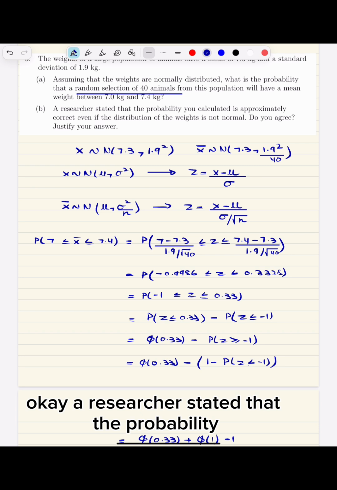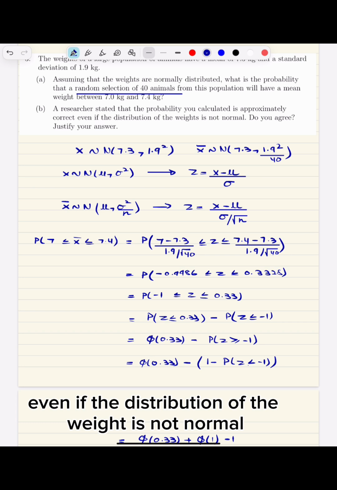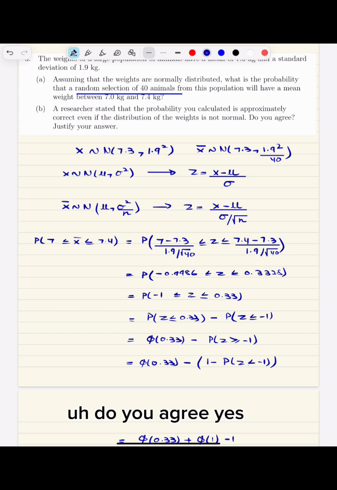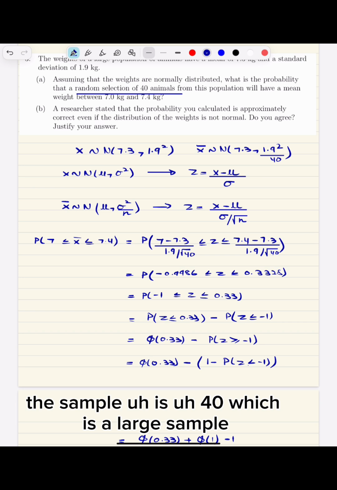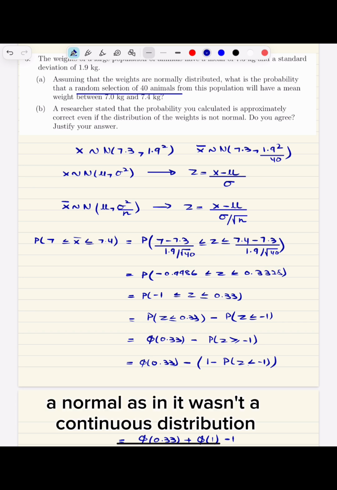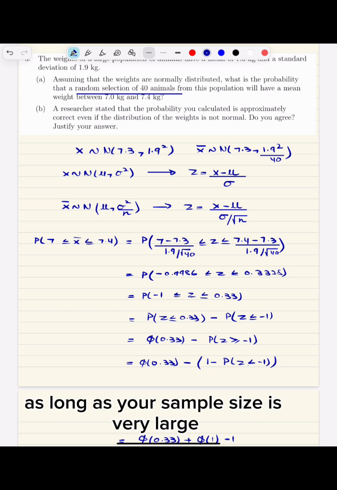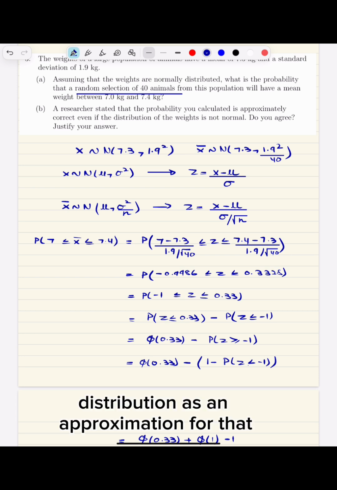Okay, a researcher stated that the probability you calculated is approximately correct even if the distribution of the weight is not normal. Do you agree? Yes, we do, because of the central limit theorem. The sample is 40, which is a large sample. So even if the original distribution was not normal, as in it wasn't a continuous distribution, as long as your sample size is very large, we can use the normal distribution as an approximation for that.